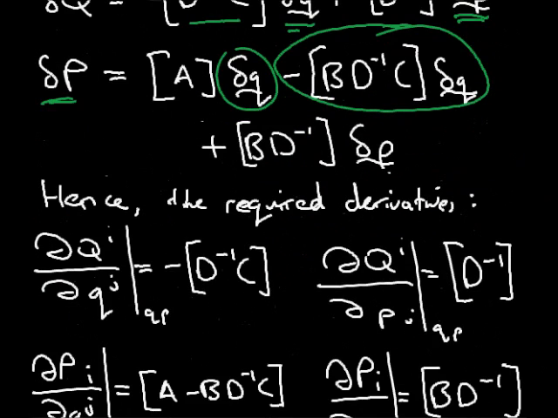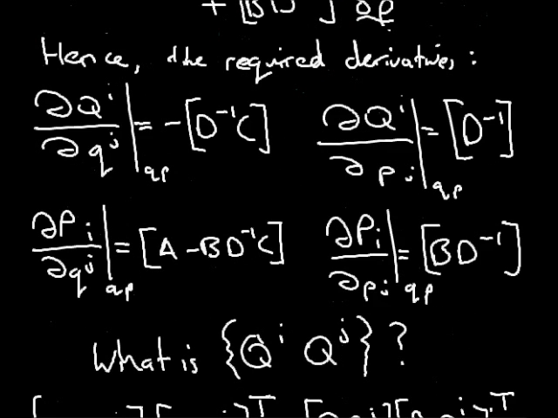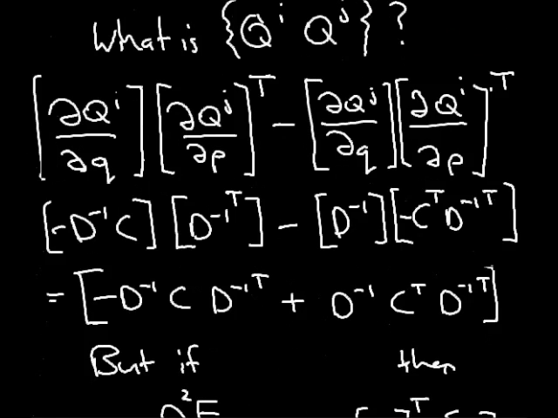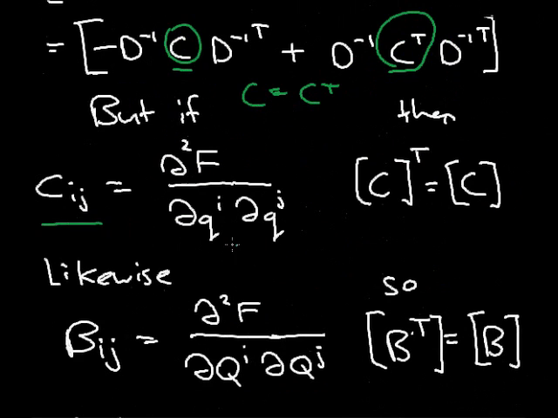What is the Poisson bracket between one big Q and another big Q? Let's substitute matrices into the formula. Okay. Now to see that this thing is actually zero, you have to remember that all these relationships came from a single function. So the equality of mixed partials guarantees that B and C are symmetric matrices, while A and D are negative transposes of each other.